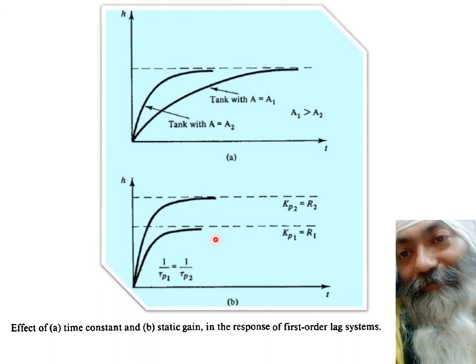This is the effect of gain on the dynamic response, and this is the effect of time constant on the dynamic response of the first order lag system. So this is the effect of time constant, as you can see over here, and this is the effect of static gain. In this case, kp2 is more than kp1. So friends, this was about the dynamics of first order system as we have seen in this session.